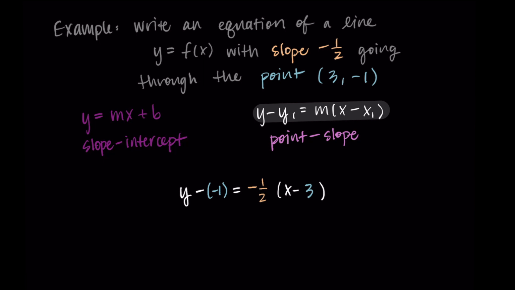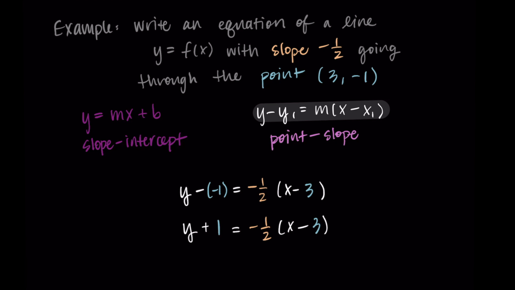This is our equation, but I personally like to simplify the minus and negative, so I'll write this as y plus 1 is equal to negative 1/2 times (x minus 3). And there we go. In a different video, we'll talk about how to convert from point-slope to slope-intercept form, but for now we're just going to leave this as our final answer.